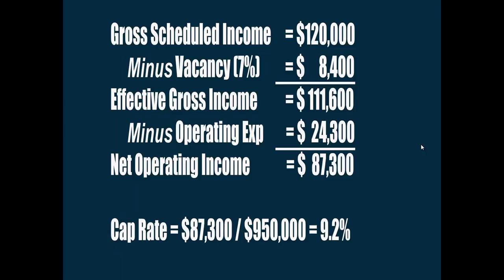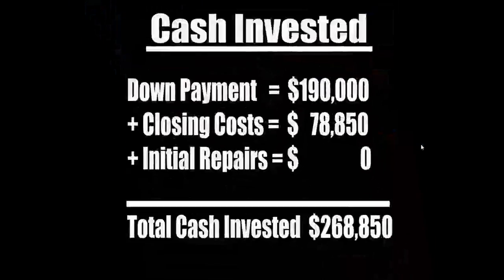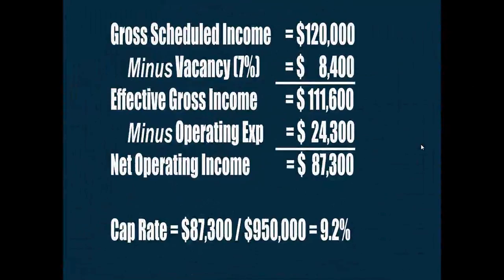In our example, let's set a price to this 10-unit building of $950,000. We're going to pay $950,000 to buy this building. We had a gross scheduled income of $120,000. We had a vacancy rate of 7% that left us an effective gross income of $111,600. We had operating expenses of $24,300, so our NOI is $87,300.